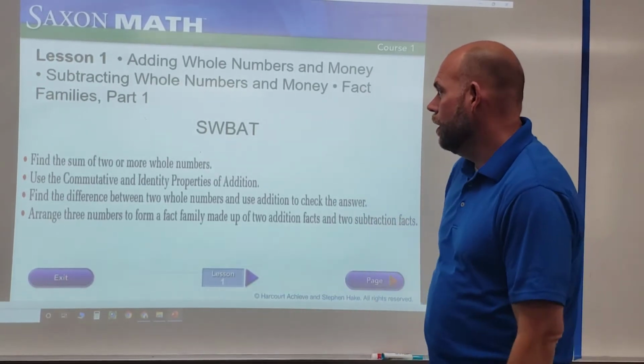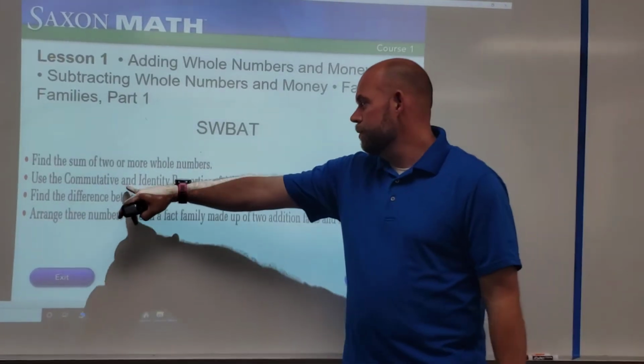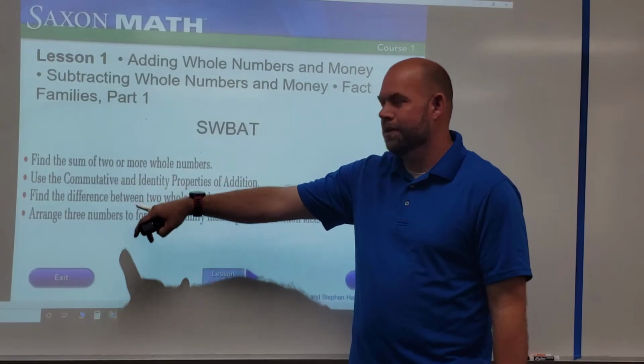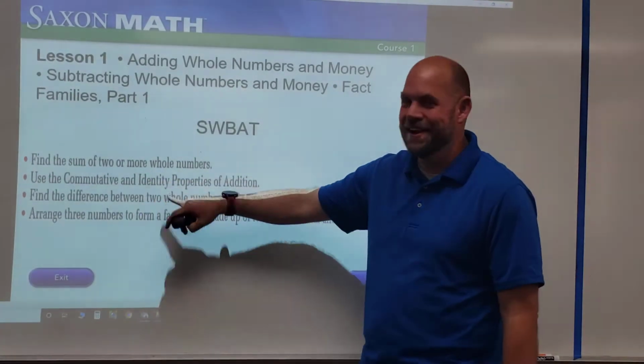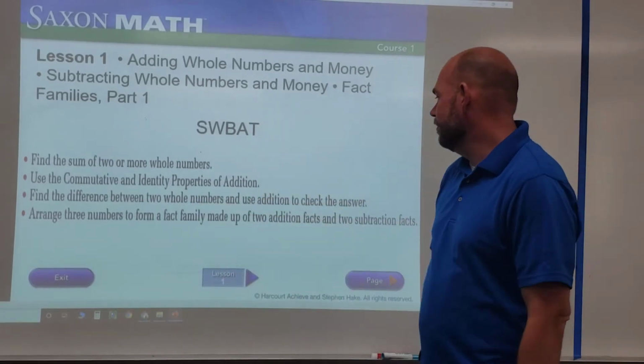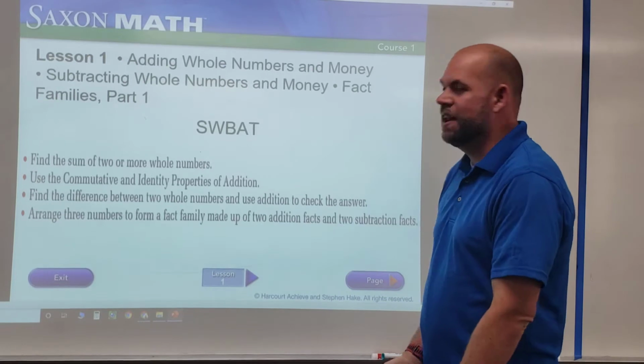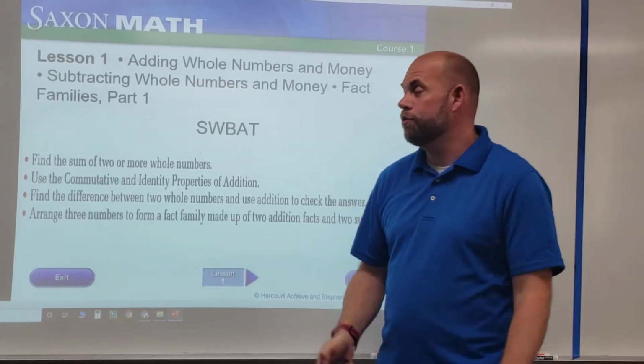So we're going to go through finding the sum of two or more whole numbers using the commutative and identity properties of addition, the difference between whole numbers, and using addition to check, and then arranging three numbers in a fact family. So we've got a lot to go through today.